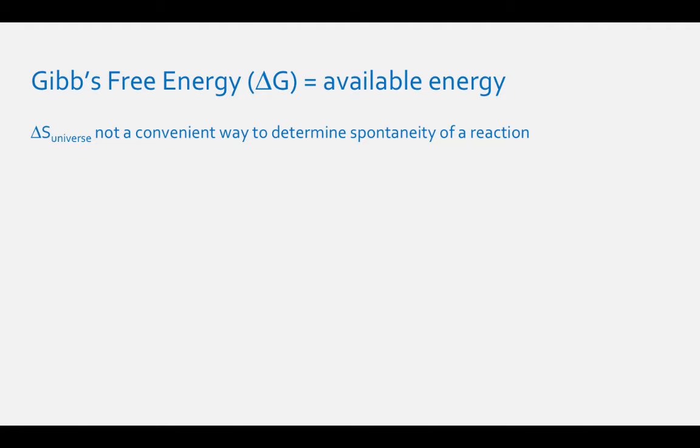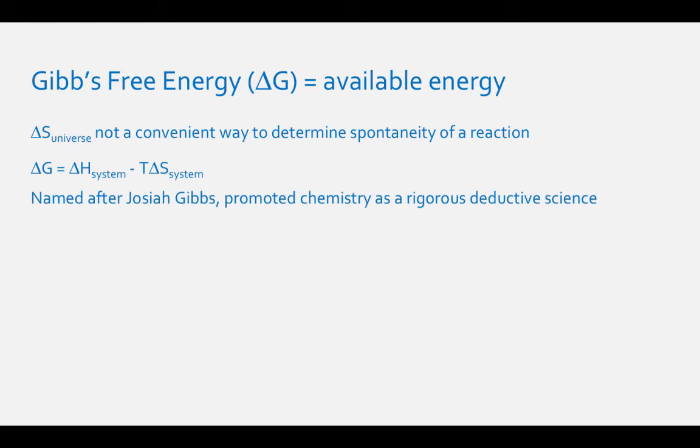Gibbs free energy, which is represented by a delta capital G, or the available energy of a reaction. Delta G equals the change in enthalpy of a reaction minus the temperature times the change in entropy of a reaction. It is named after Josiah Gibbs, an American scientist who was instrumental in promoting chemistry as a rigorous deductive science. This equation is easy to derive from our delta S of the universe discussion.